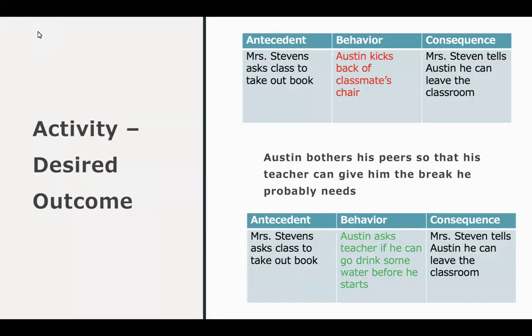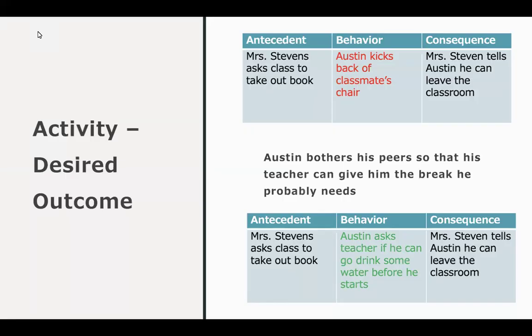So maybe he learns to delay his work a little bit, right? By doing that. So what can we have him do instead? What would be a better way to get out of this situation? So I haven't read what he originally was doing, right? That behavior that we were looking at, him kicking and bothering his classmates. So what would we want him to do instead?